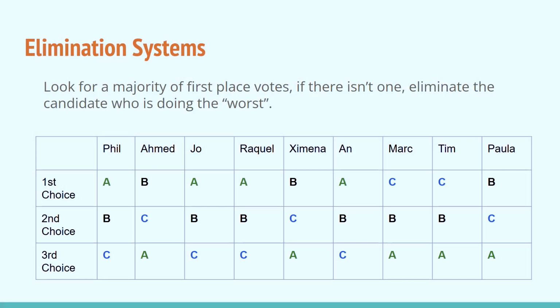Okay, so then we have elimination systems. For these ones, we're looking for a majority of first place votes, which we already talked about that we don't have yet, right? We have 4 first place votes. I need 5 to get a majority. So if there isn't one, then you eliminate the candidate who's doing the worst. Now, your definition of worst will determine the voting system you're using. So there's different voting systems depending on how you define what's the worst, right? So any thoughts about what might be one way you could define the worst candidate?